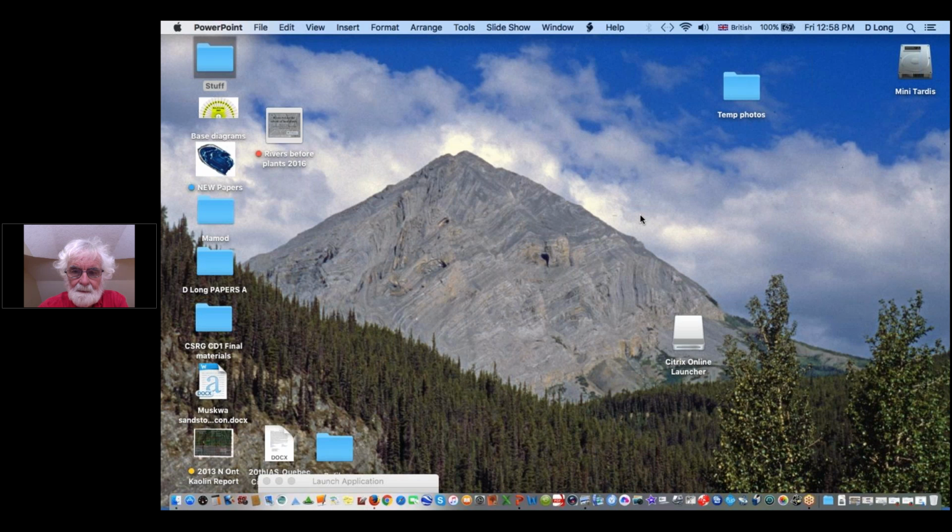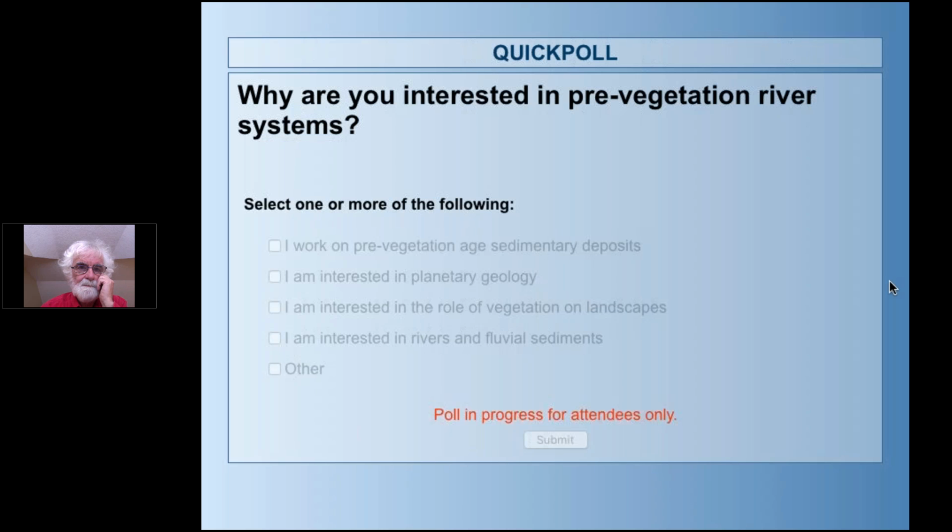I will spend a little bit of time putting one more poll out, which is why are people interested in pre-vegetation river systems, to the panel. And unfortunately, the panel cannot vote, but I know why you're interested in this. So if the people that are attending can let us know whether it is because they have a general interest in planetary geology, or whether it is related to their own work in pre-vegetation age sedimentary deposits. All right.